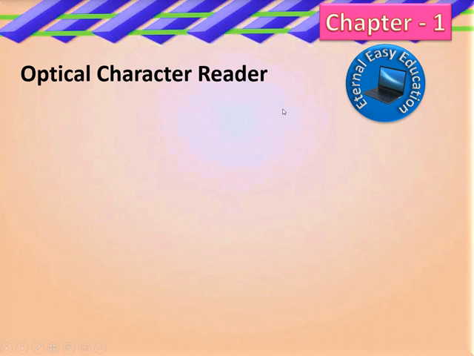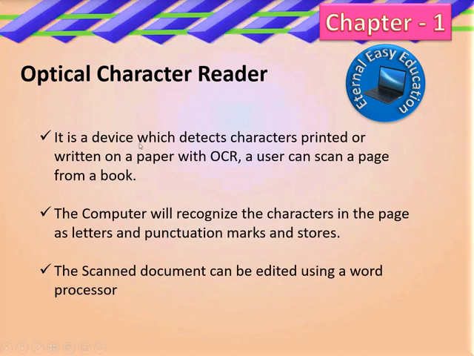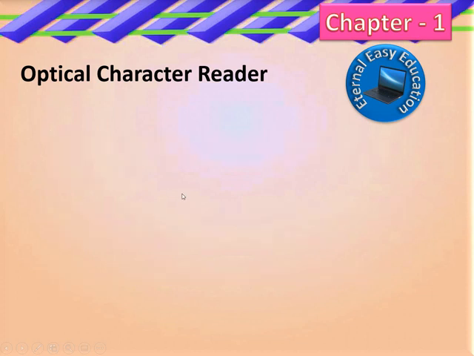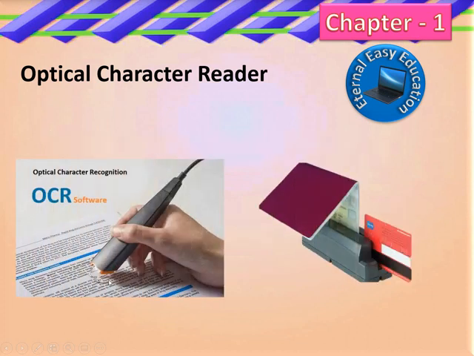Next one is optical character reader. It is a device which detects characters printed or written on a paper with OCR. A user can scan a page from a book. A computer will recognize the characters in the page as letters and punctuation marks and stores them. The scanned document can be edited using a word processor. So it's a special device which detects characters printed or written on a paper. So this is one type.